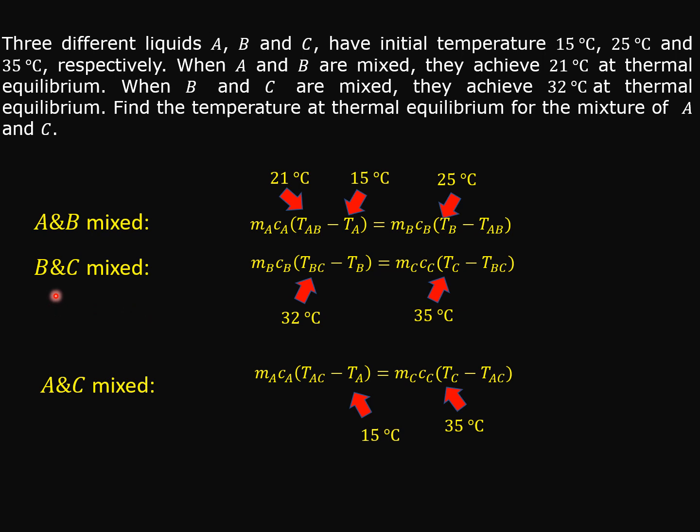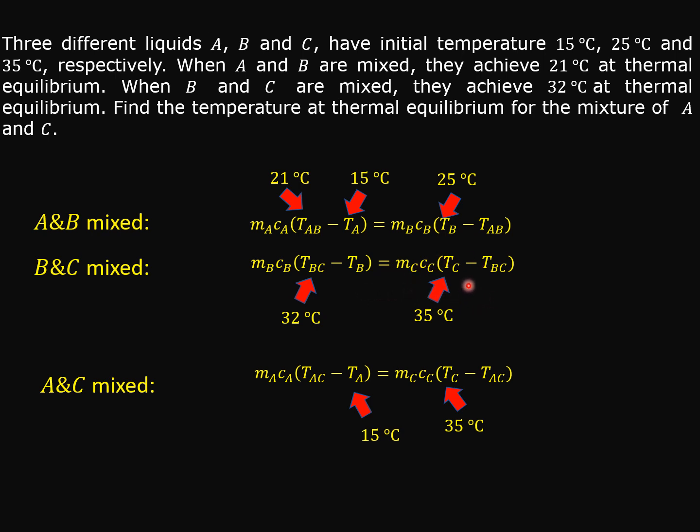The same thing happens in the second case, where we mix liquid B and liquid C. In this case, the temperature at thermal equilibrium is 32. So 32 is higher than the initial temperature of liquid B, which is 25, so we use 32 minus 25. That means when B is mixed with C, B will absorb heat, and C will lose heat.